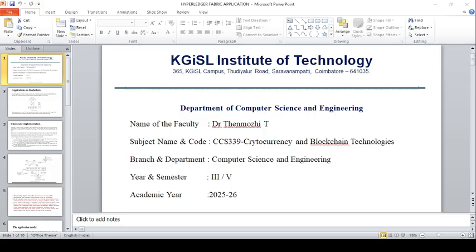Good morning, everyone. Today's topic for discussion is using Hyperledger Fabric for certain applications on blockchain. A typical application on Fabric is composed of the following. Let's look into this diagram.